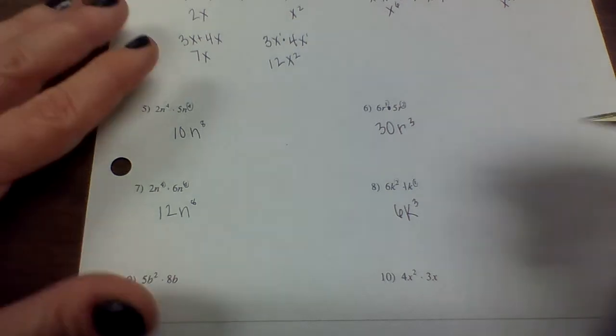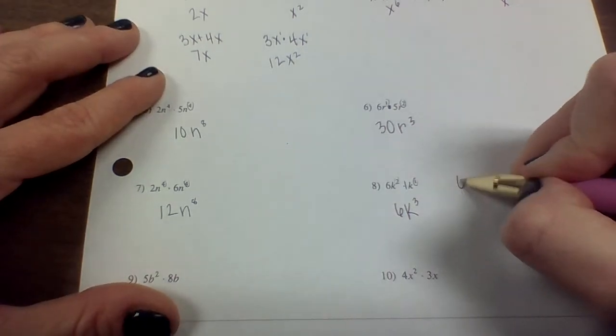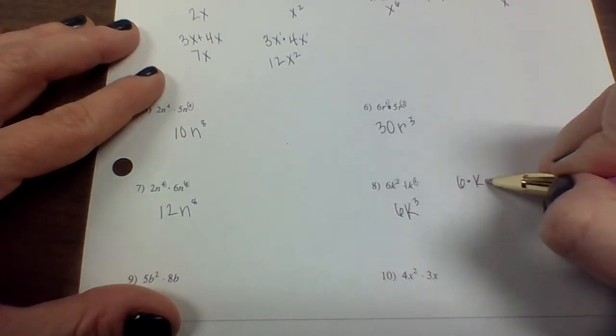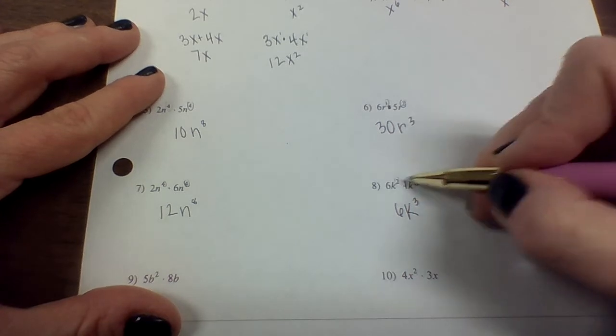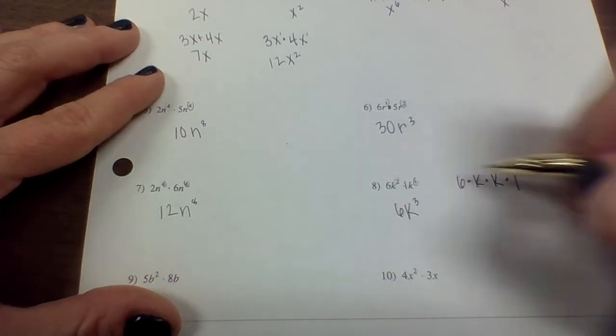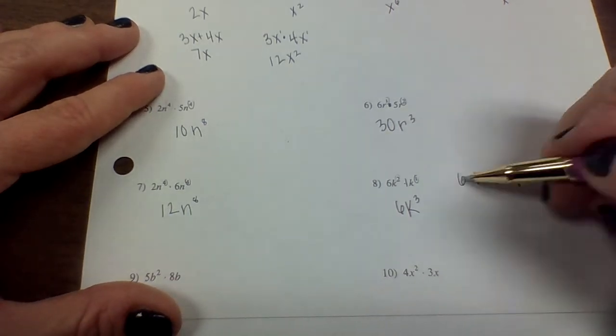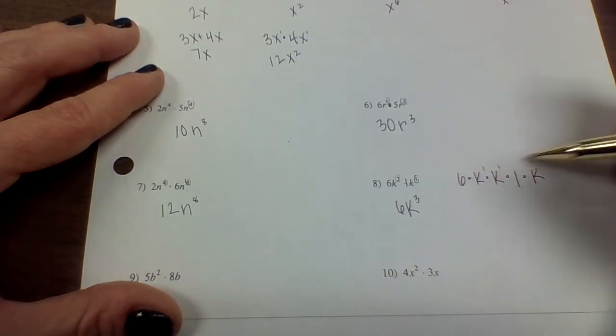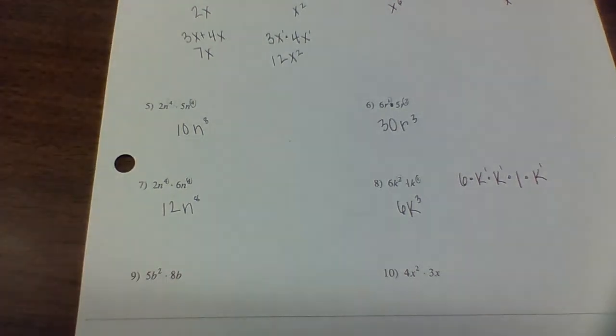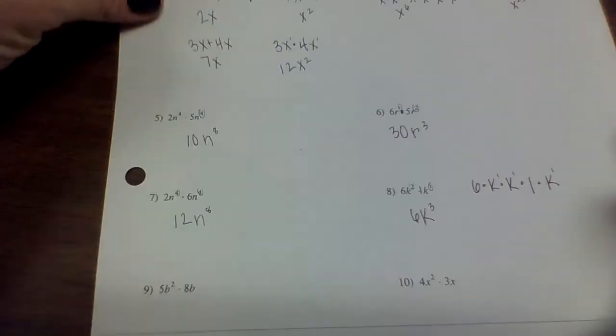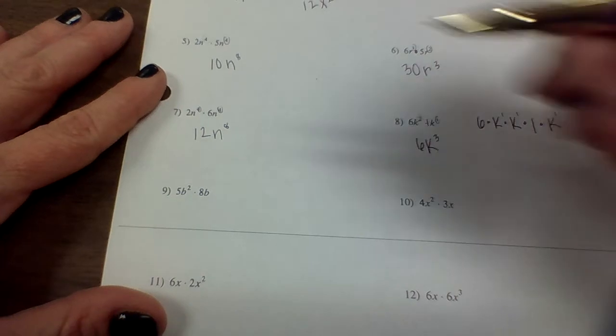Now, when in doubt, you could write it out. You could do 6 times k squared, times 1 times k, and then you could do this all out. 6 times 1 is 6. 1, 2, 3 is k to the 3rd. So if you need to, you could write it all out. You don't have to, though. I think this is easier than that.